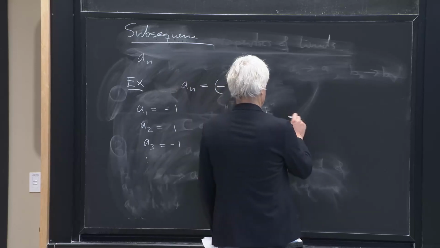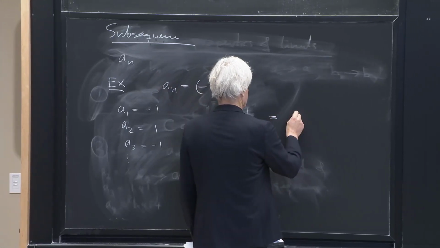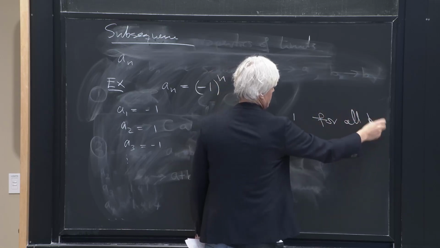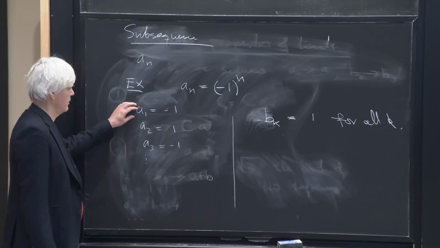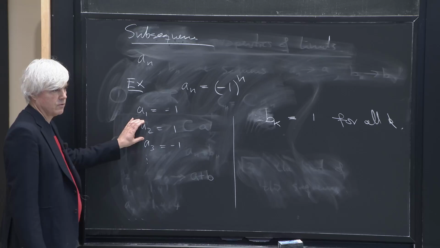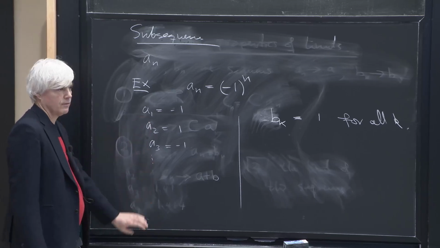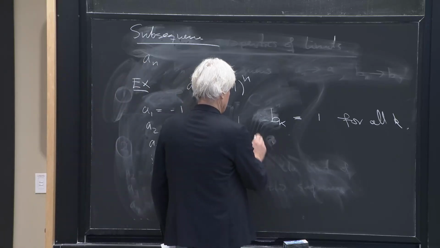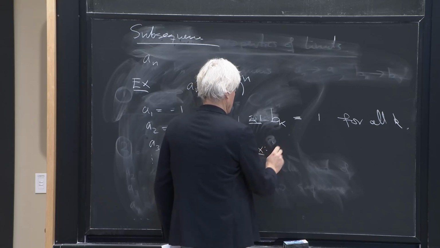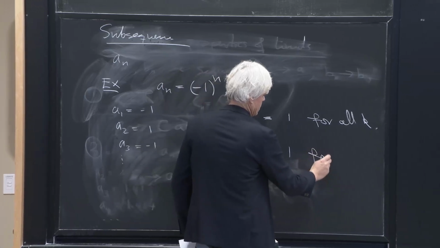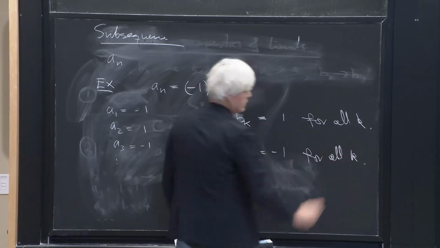So I could take a sequence that was 1 all the time, for all k. This here would be a subsequence. This would correspond to taking all the even ones, right? You just pick all the even ones. So this is a subsequence. You could also have another example. So this is example 1, say. Another example is where you took all the odd ones. So this here is also a subsequence.